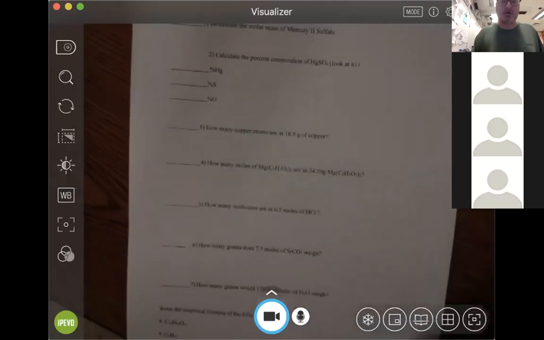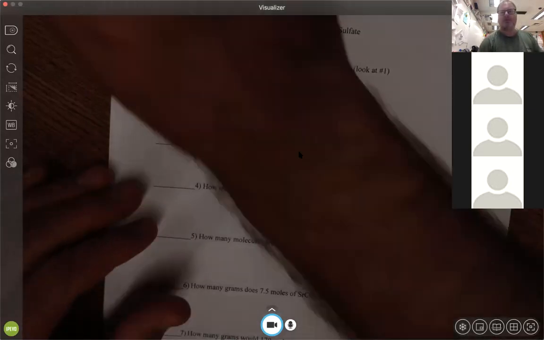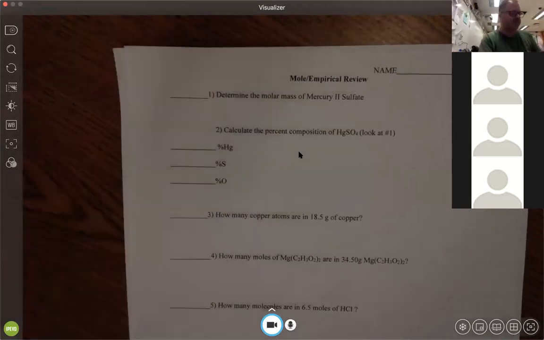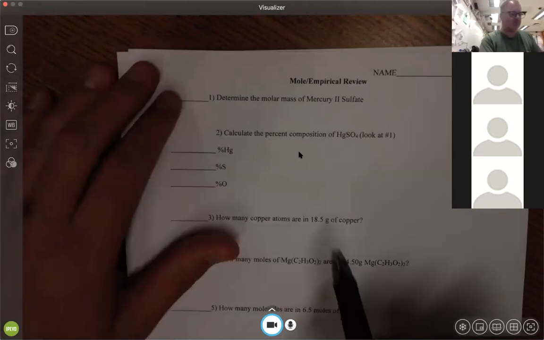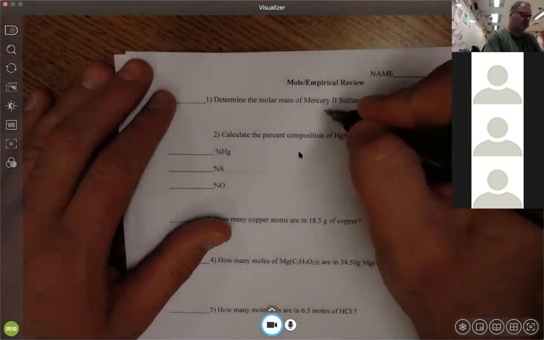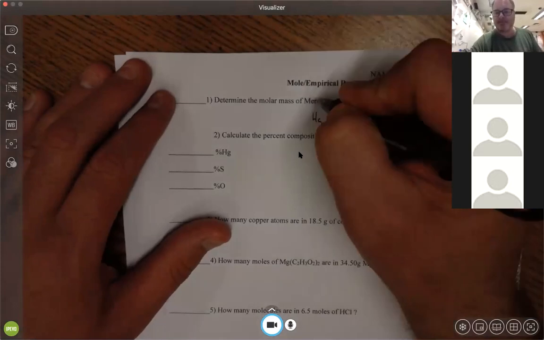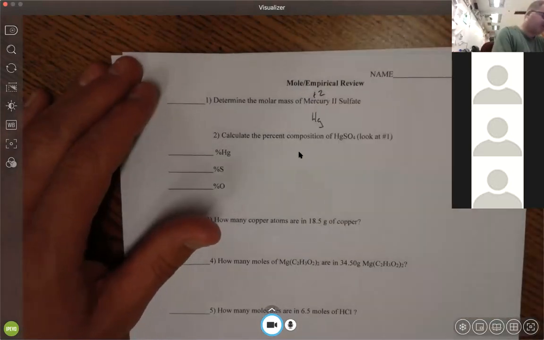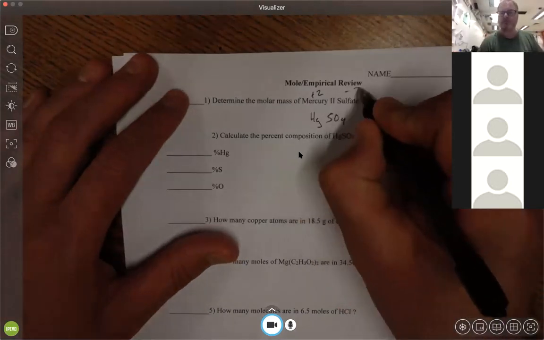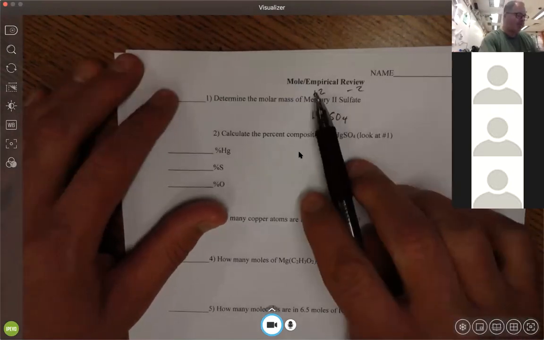So let's take a look and work down through these problems. One of the first things we want to do is make sure that we understand the naming system from before. So with this, we have mercury, which is Hg. It's mercury 2, which means it has a positive 2 charge. And it's with sulfate. Sulfate has a negative 2 charge. So that right there is going to get that for us.